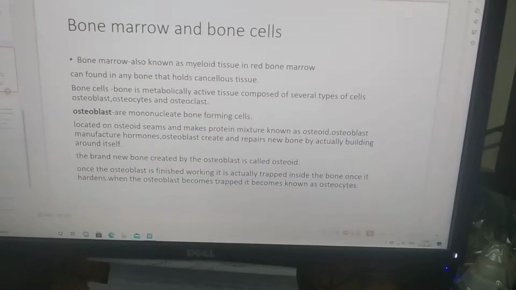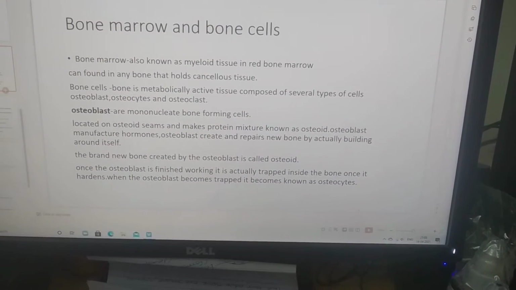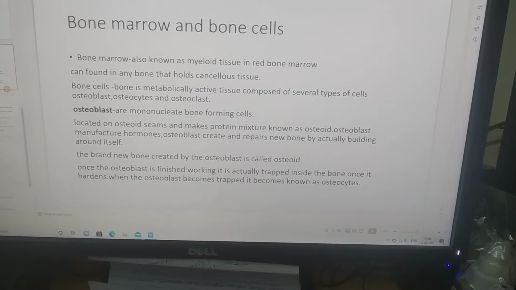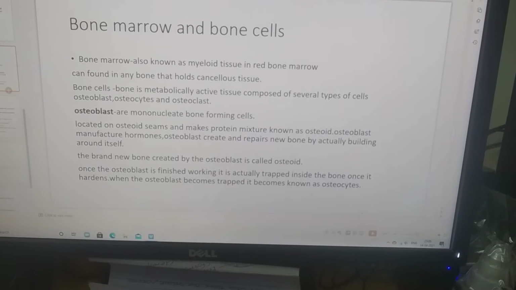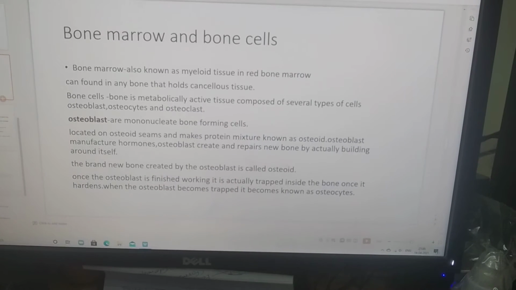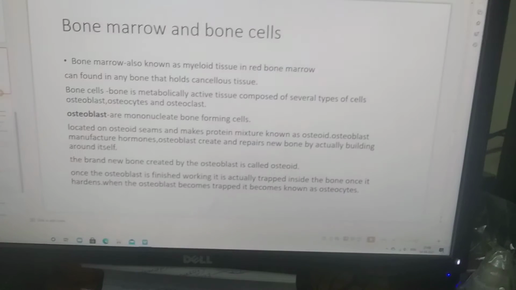Mononucleate means only one nucleus is present in the osteoblast, located on osteoid seams, and it makes a protein mixture known as osteoid. Osteoblasts manufacture hormones. Osteoblasts create and repair new bone by actually building around itself. What is the function of osteoblast? It creates and repairs new bone by building around itself.